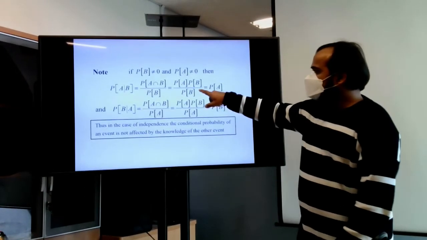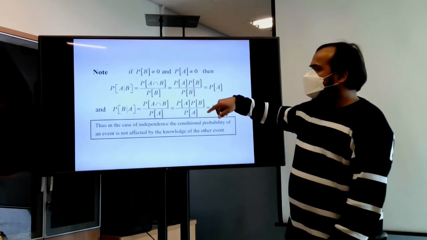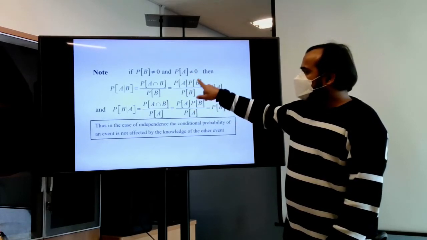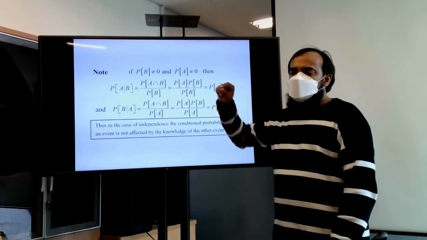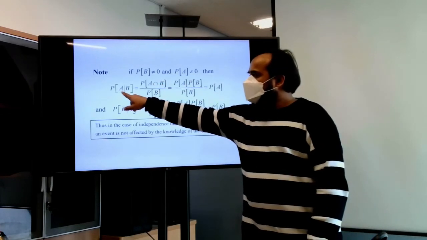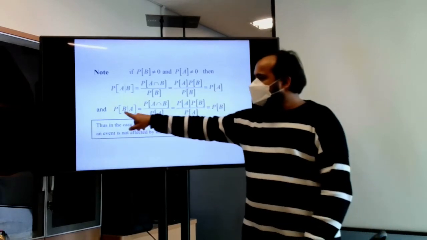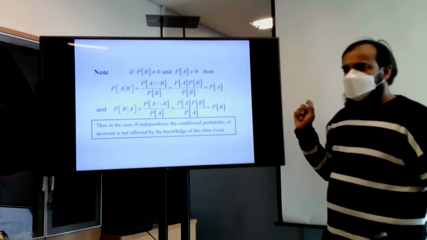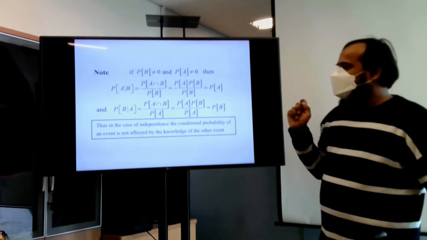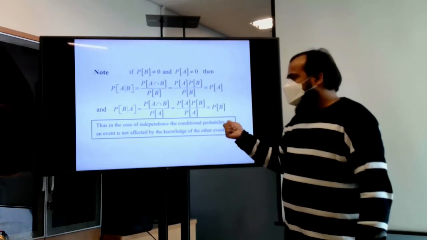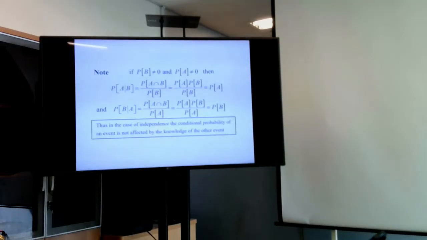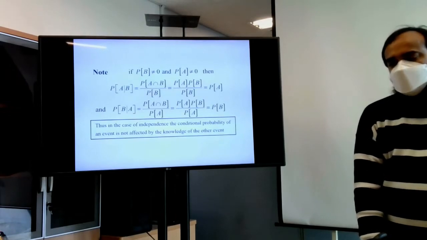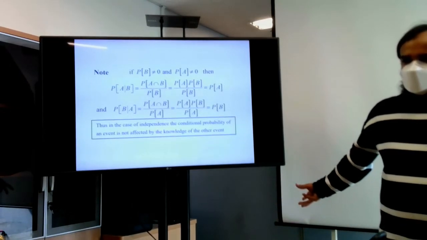And suppose P of B is not equal to 0. Then P of B cancels, and it equals P of A. So if A and B are independent, then the probability of A conditioned on B equals the probability of A, and the probability of B conditioned on A equals the probability of B. Thus, in the case of independence, the conditional probability of an event is not affected by the knowledge of the other event. It means if one event occurs, this event is not dependent on the other event.